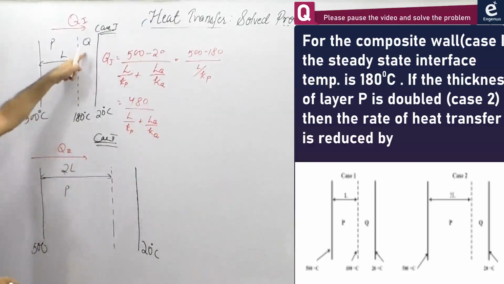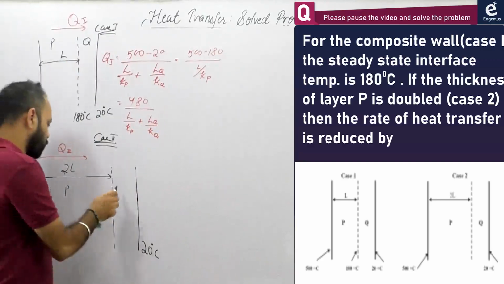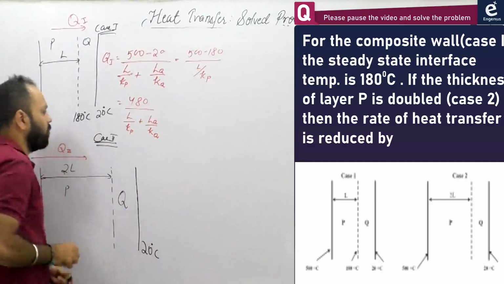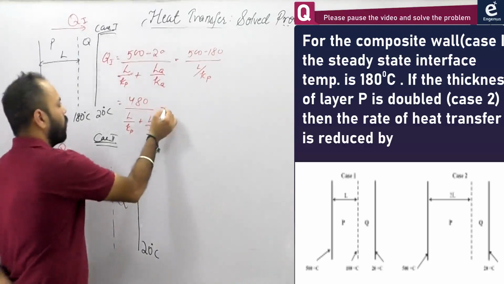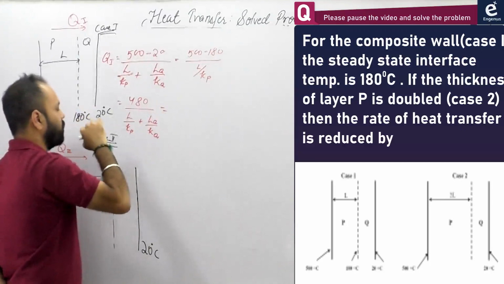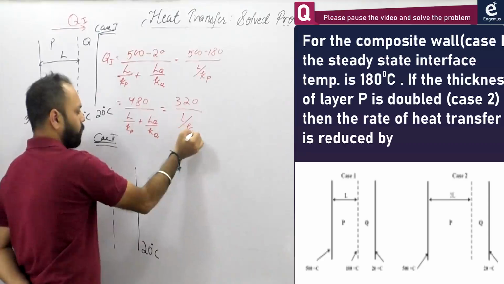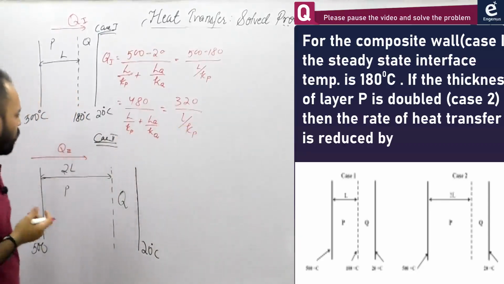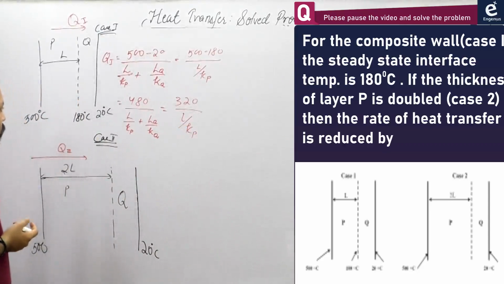The thickness of layer Q is not changed in any of this case. तो ये जो Q की thickness है वो पहले जैसी है, ठीक है. Okay, that should be equal to 500 minus 180, that becomes 320 divided by L by Kp. यहां से कुछ रिलेशन निकलेगा, राइट? कुछ ना कुछ रिलेशन आएगा. लेट्स सी व्हाट रिलेशन वी आर गेटिंग.